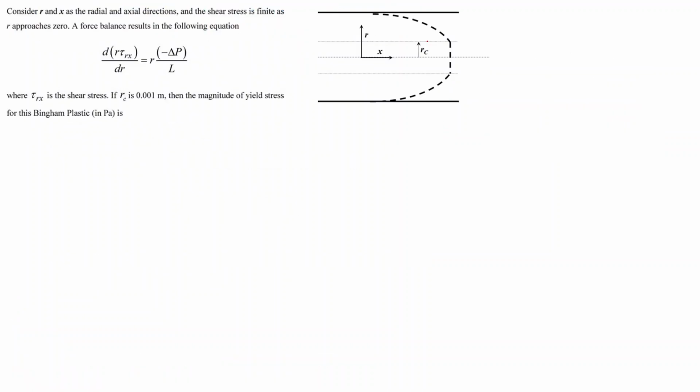So over here we have been given the velocity profile of the Bingham plastic. Here we can see that this is the radial direction and this is the axial direction. For R less than RC, we have this constant velocity profile, and if R is greater than RC, then we get a parabolic velocity profile.